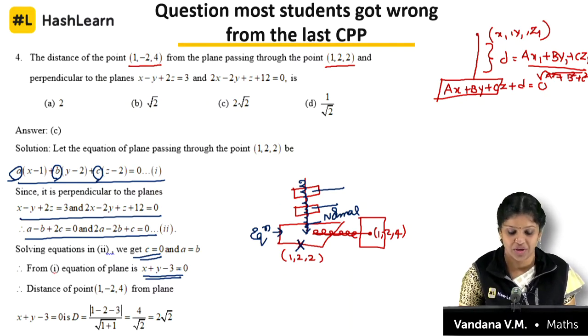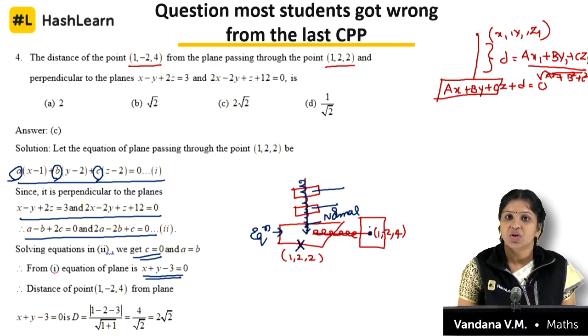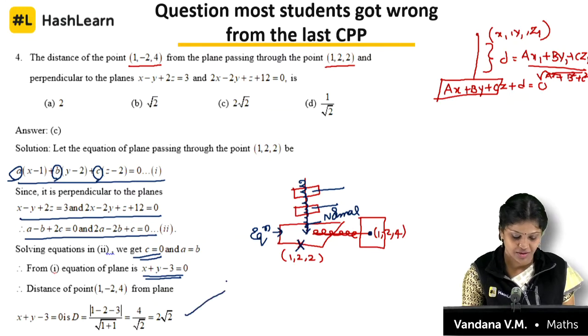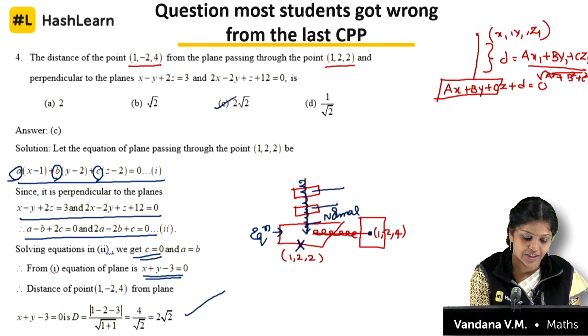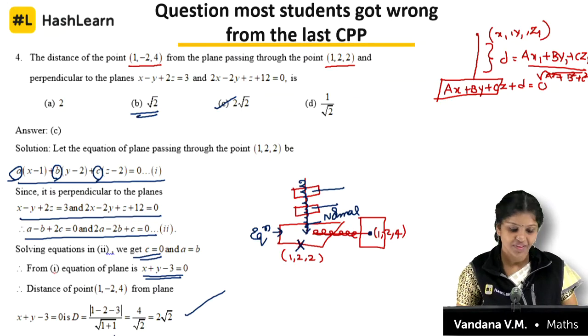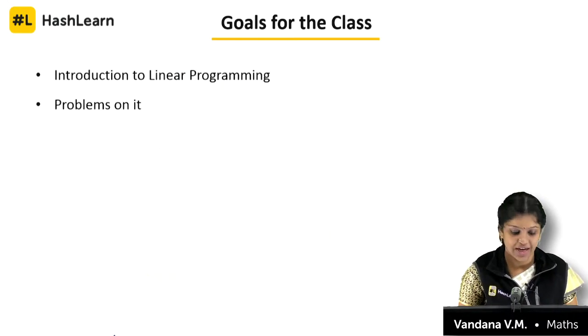I know the equation and I know the point. So, from that point to this plane, I have to find the distance. So, very simple, right? Substitute the point over here. So, the distance is equal to 2 root 2. Clear? So, the option is C, but most of the students selected option B. Clear, children? Okay.